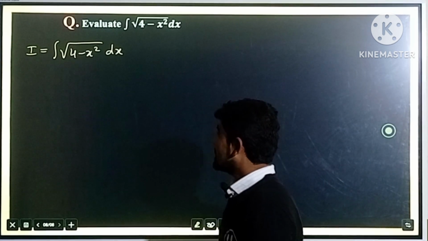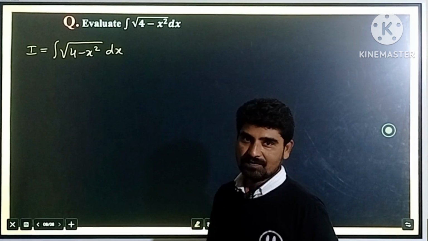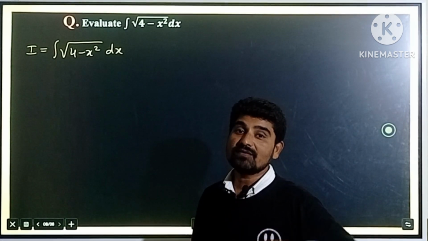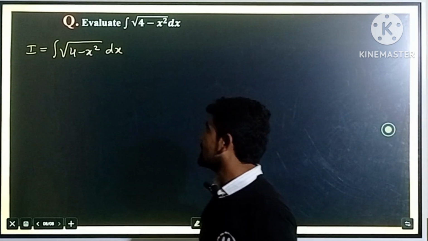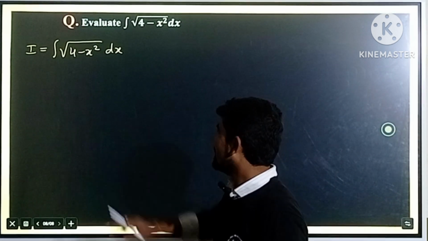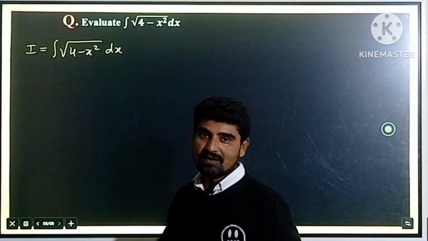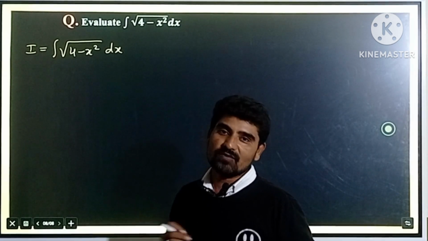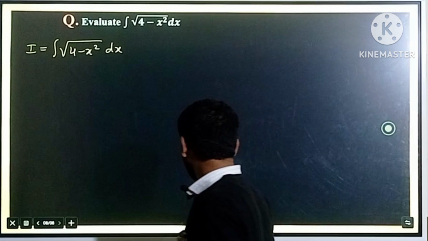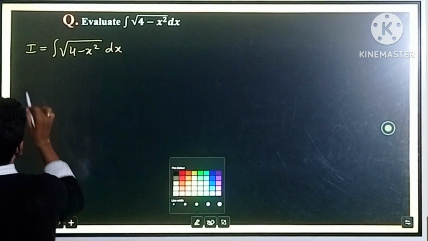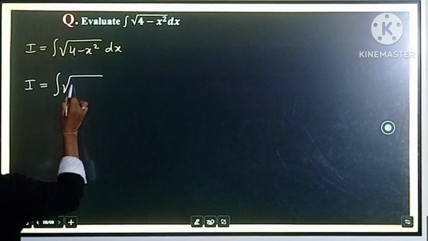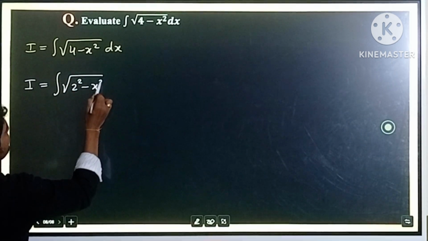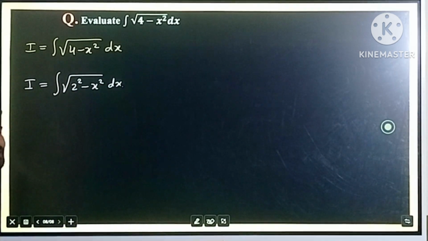In this problem, just observe the integrand. Integrand means the function which is going to be integrated, that is, square root of 4 minus x square. Observe here, we know that 4 is the square of 2. Therefore, this integration problem I can be expressed as integration of square root of 2 square minus x square with respect to x.